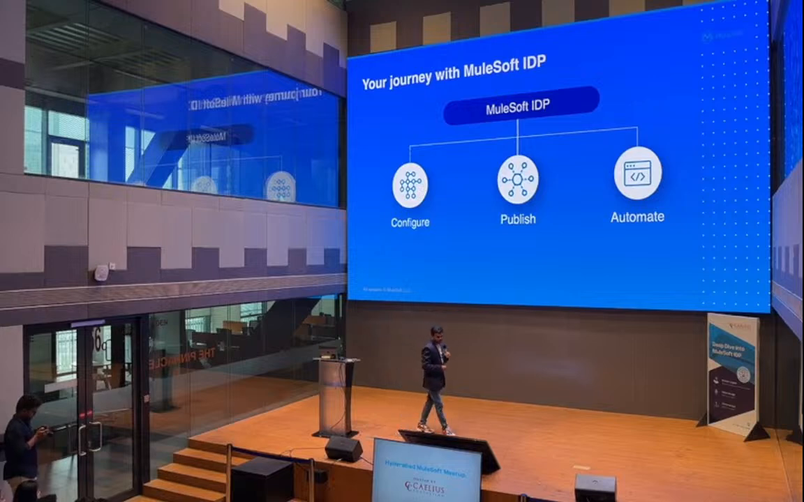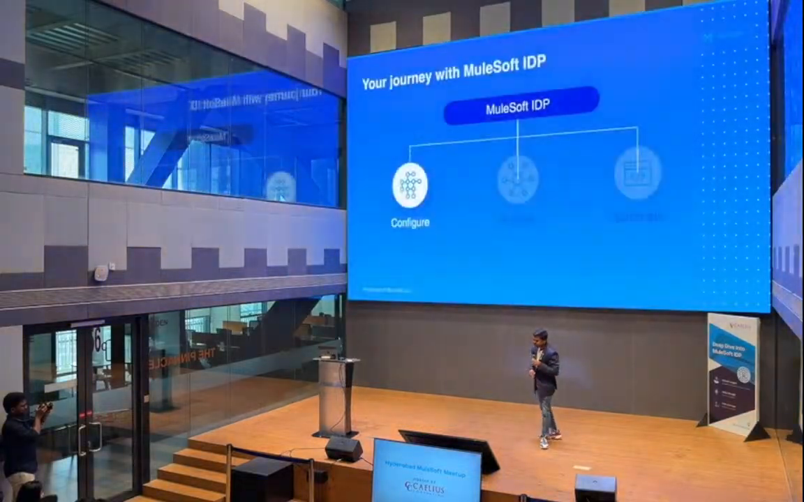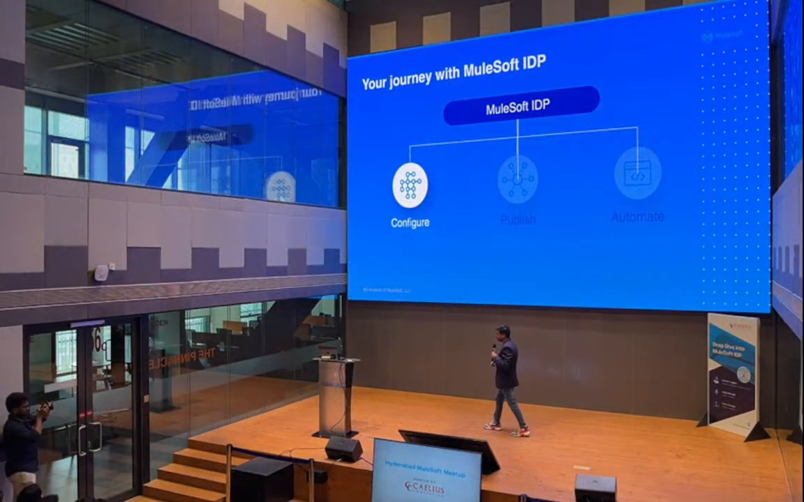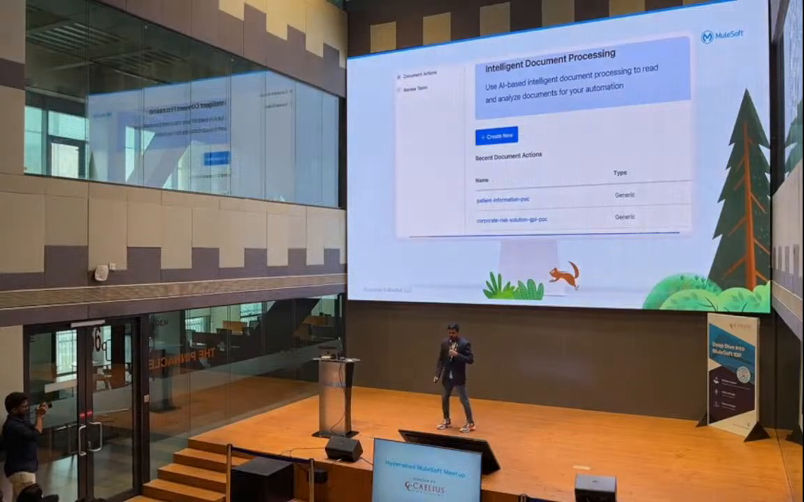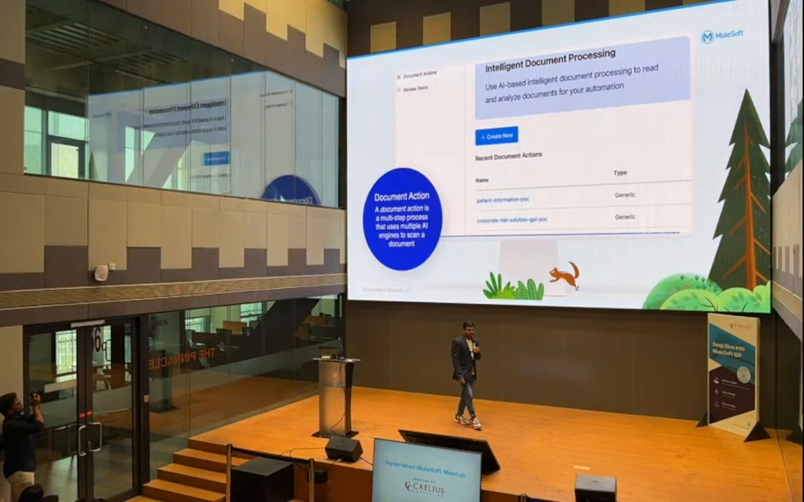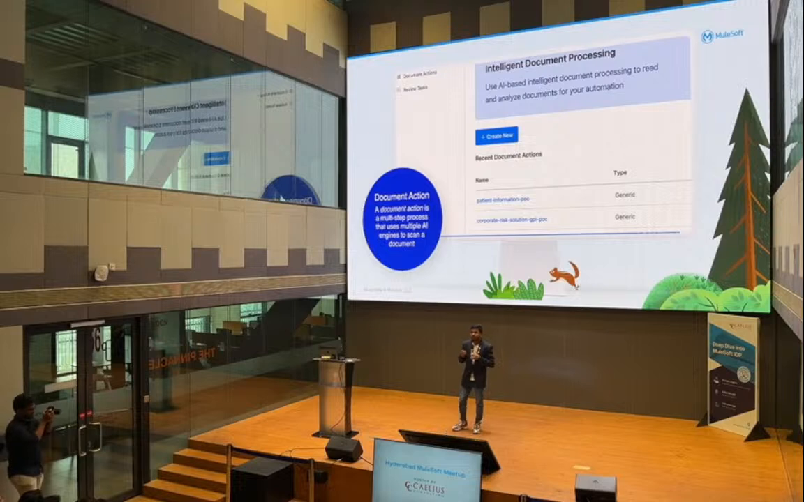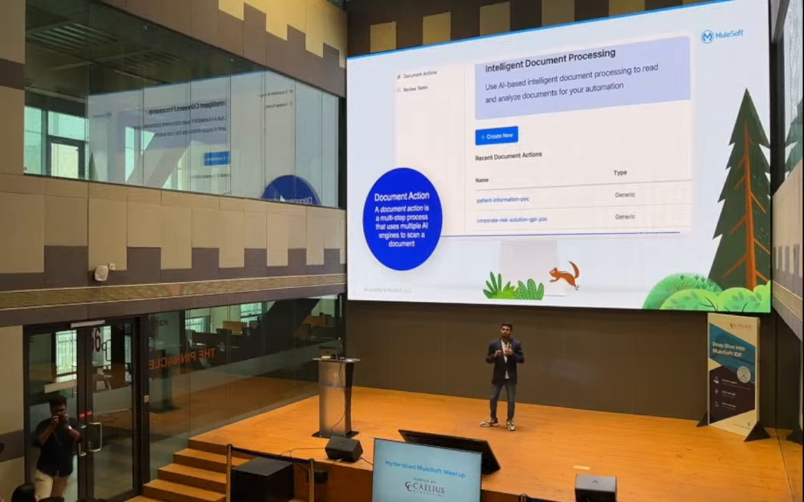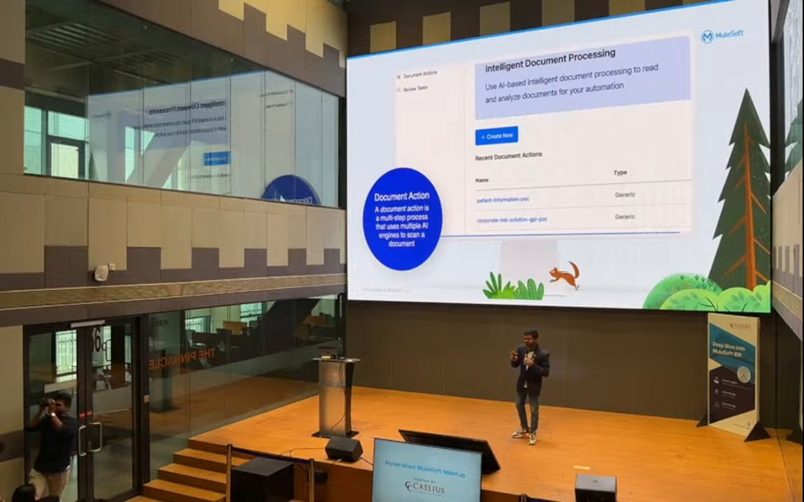Okay? So we have 3 different steps: configure, publish, and automate. So let's see what we do in the configure step. Here there is a term called document action. A document action is a multi-step process that uses multiple AI engines to scan a document. Whatever application we are creating, we call it a document action.